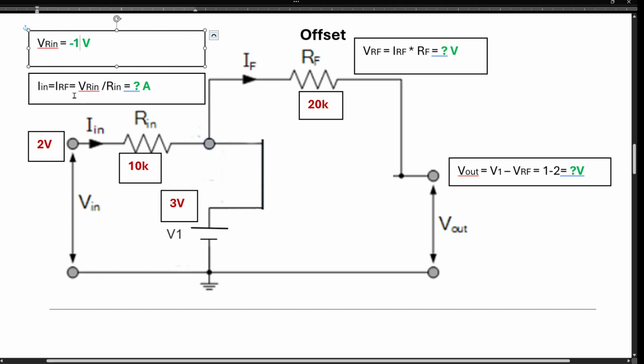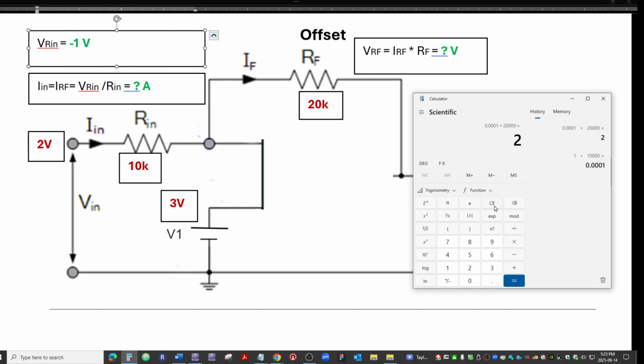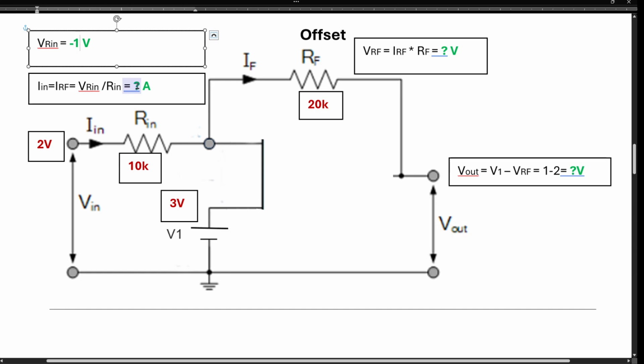Right? So V is minus 1 times Rn. Let's get the calculator. All right, so we're going to have minus 1, dividing it by 10 kilo. And that gives us minus 100 microamps. So let's put that thing here.